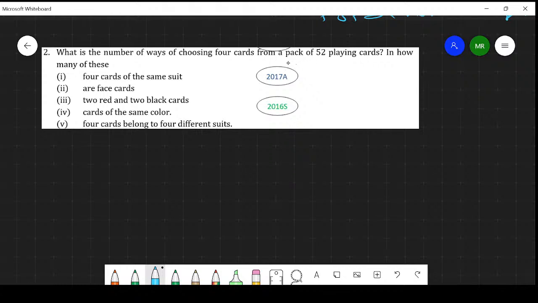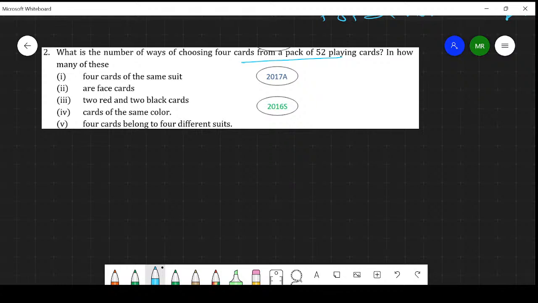Many people make mistakes in the PU board exam. The first question they are not able to answer. They are doing only these other cases. So the first question you should think. When they talk about the first case, we have 52 cards, and they are taking 4 at a time. Number of ways choosing 4 cards from a pack of 52 playing cards.